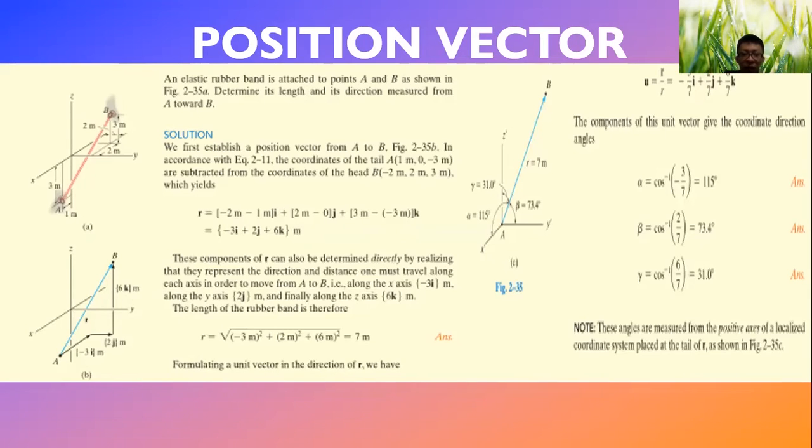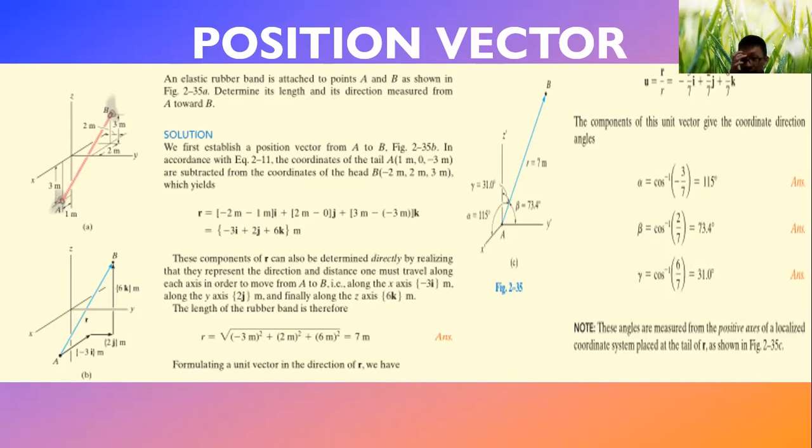So we get negative 3i plus 2j plus 6k meter. And then we find the magnitude by squaring everything, adding, and taking the square root. And then we find a unit vector, which is r over italic r, and then we will get negative 3 over 7 i plus 2 over 7 j plus 6 over 7 k.